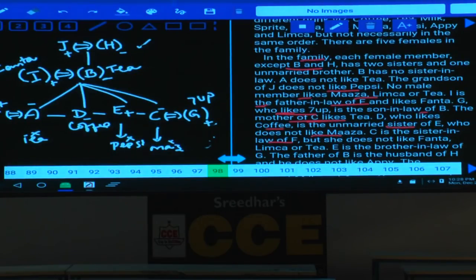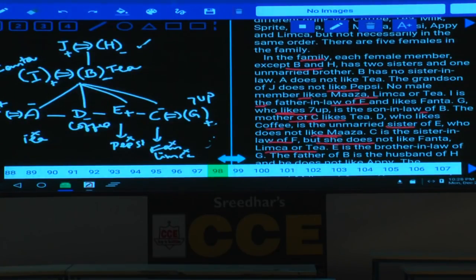C is the sister-in-law of F, but she does not like Fanta, Limca or tea. Now this C does not like Fanta, Limca or tea, isn't it? Anyhow, tea we have fixed here. Fanta is ruled out and Limca is also ruled out. Then no male members like Maja, Limca or tea. Hence Maja, Limca and tea must be liked by only these females.